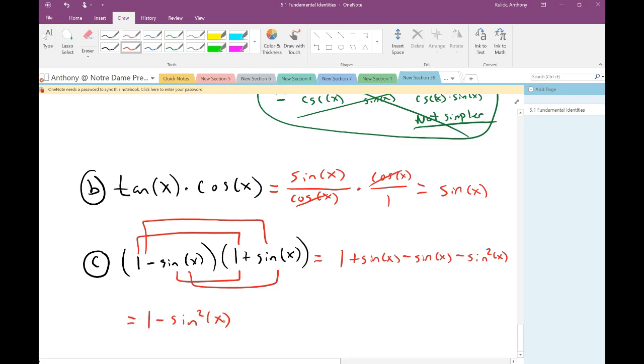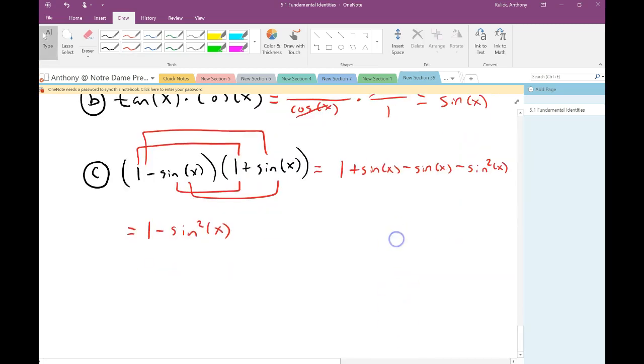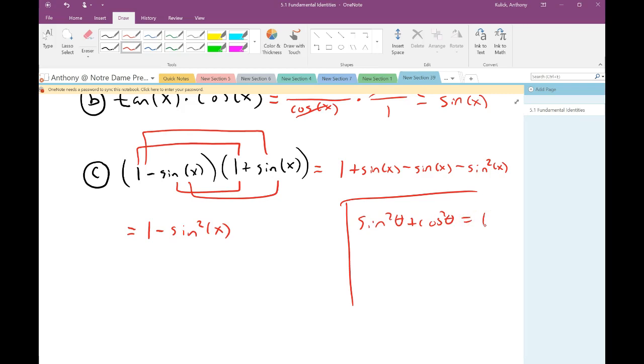Now I'm going to take a second look at my identity sheet because I still haven't used an identity in this problem. Do I see an identity that might be useful here? Is there an identity with a sine squared in it and a 1? I see one. It's the Pythagorean identity. But it doesn't say 1 minus sine squared on either side, right? What it says is sine squared theta plus cosine squared theta is equal to 1. What could I do with this identity, though? What if I subtract sine squared from both sides?